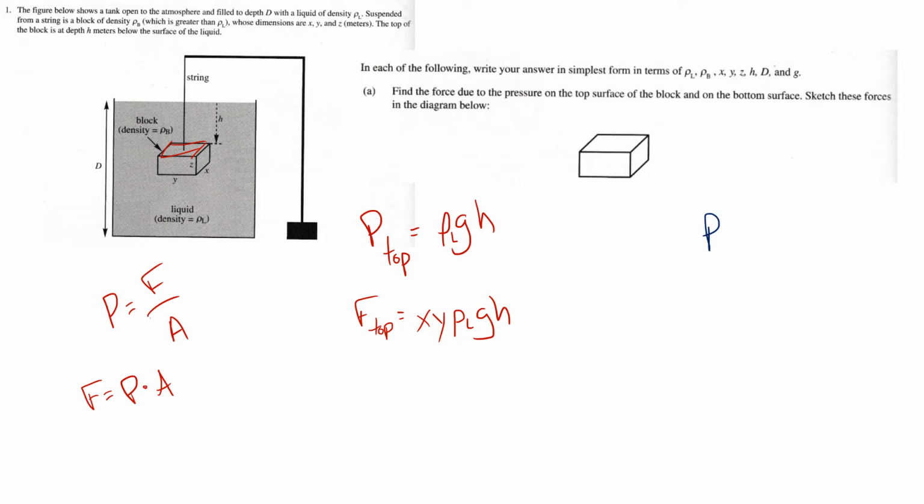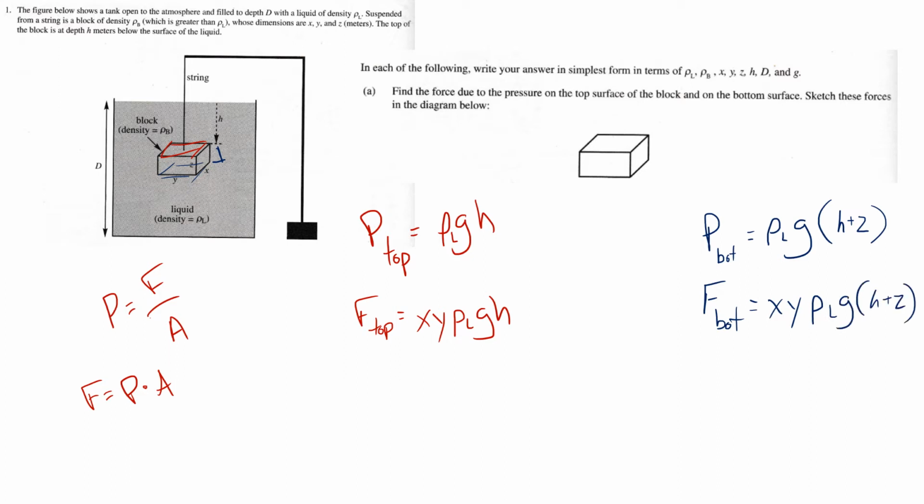So the pressure on the bottom is going to equal rho L, because you're in the same liquid, G, because you have the same gravity, but you are further in the water. How much further? Z further. So H plus Z. And that's it. But we need to know the force. So the force for the bottom, well, what's the area of the bottom? The area for the bottom is going to equal the area on the top. So it's just going to be x y rho L G times (H plus Z). And that's it. So sketch these forces in the diagram.